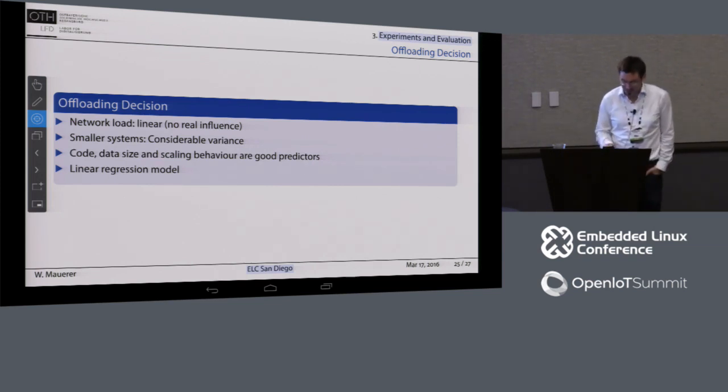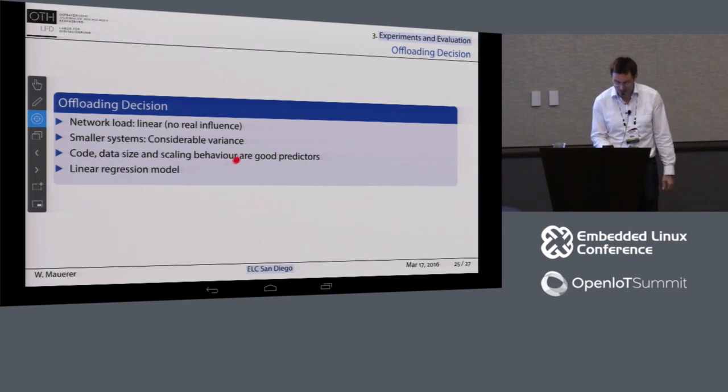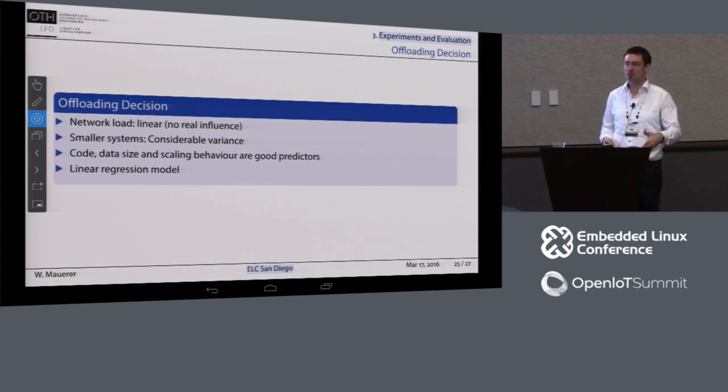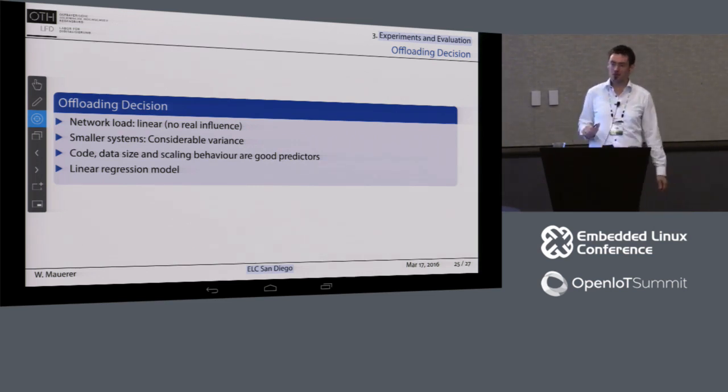Actually, what we found out is that 3 things are good predictors for offloading computational load. That's the code and data size, so the size of code that we offload and the size of parameters that we offload, and the scaling behavior of the algorithm. So is it linear, n squared, n log n, and so on? These 3 covariables are good predictors. What astonishingly has no predictive value at all is the network load. But if you think about that for a while, you see that a 100 megabit per second network is basically so fast that these 40 or 50 kilobytes of code that you are distributing don't put any real load on the network, which is, I guess, a good thing.